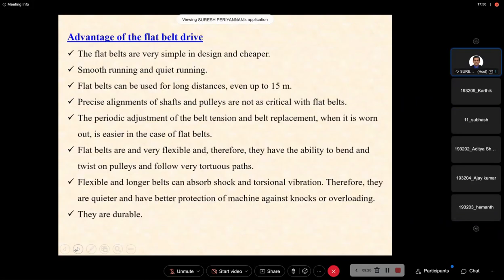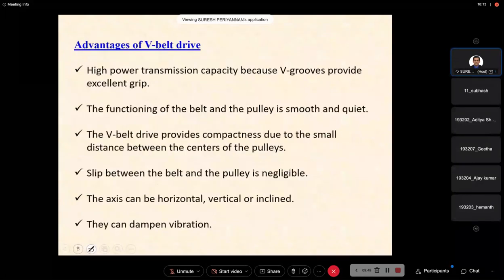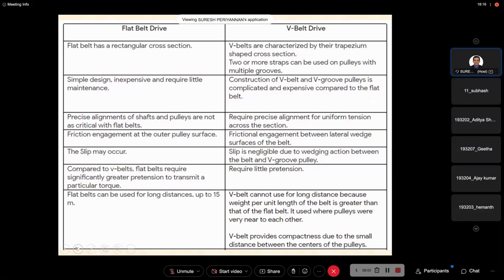Now I come to this. In the last class, we discussed advantages and disadvantages of V belt and flat belt. Now point by point I have given you the slides. Please go ahead, we already discussed. Now the flat belt drive and V belt drive comparison also, we already discussed enough points.